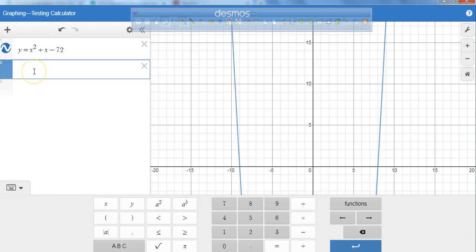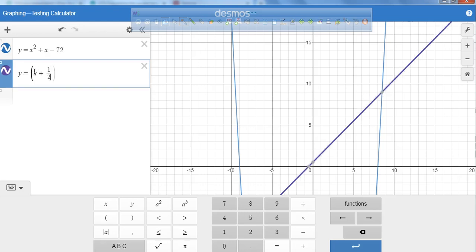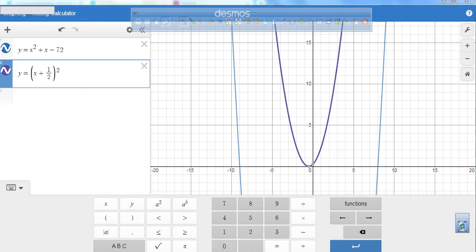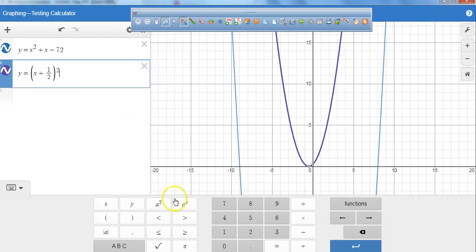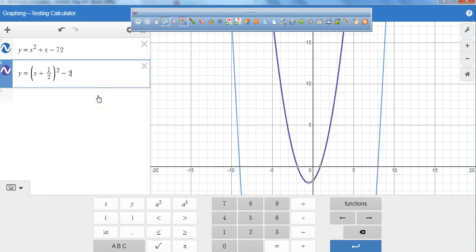Now this one you have to put y equals, and it's going to be a little bit tricky. We're going to put x plus 1/2, and we're going to put squared. But then what we actually have to do is move this across. So it's going to be minus 289 over 4. So if you take this number right here and you move it across the equal sign, basically you have to subtract it from both sides. So I'm going to go over here, I'm going to put minus 289.